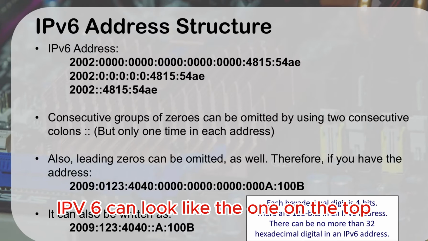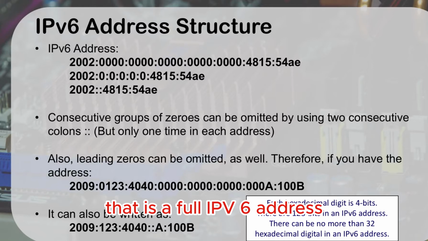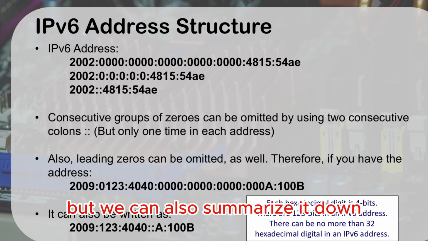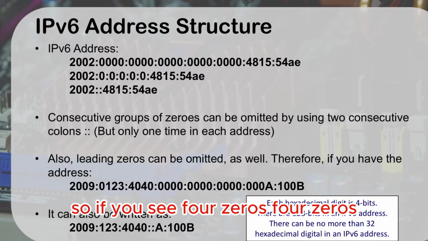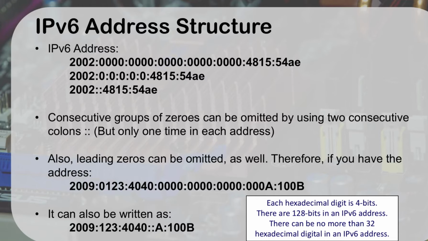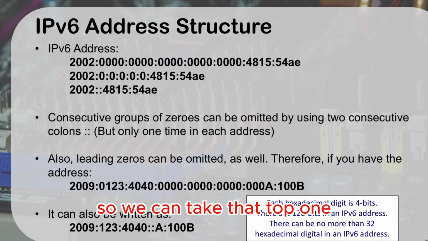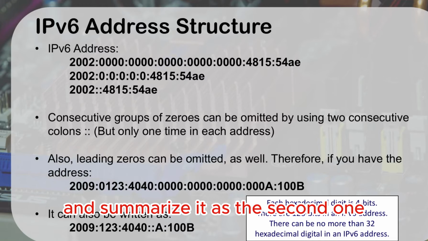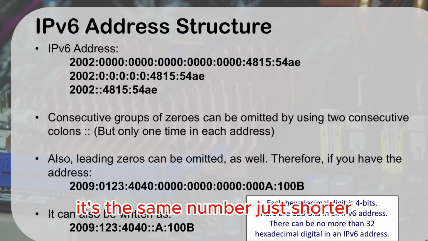And so, for instance, IPv6 can look like the one on the top. That is a full IPv6 address. But we can also summarize it down. So if you see 4 zeros, if you thought about it, in our normal numbering system is the same as 1 0, right? So you can do the same thing. So we can take that top one and summarize it as the second one. It's the same number, just shorter.